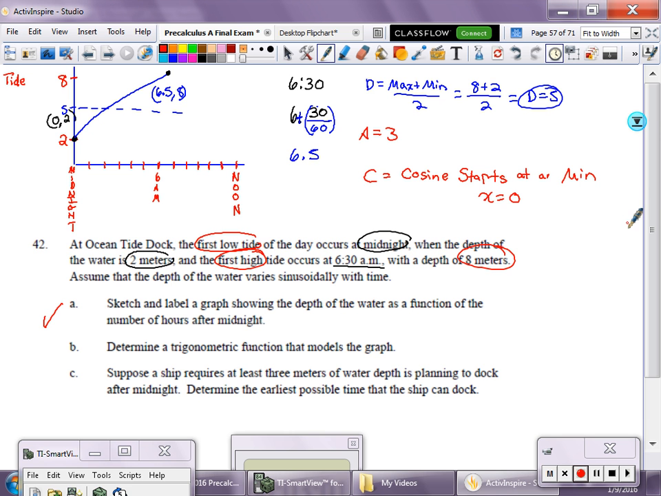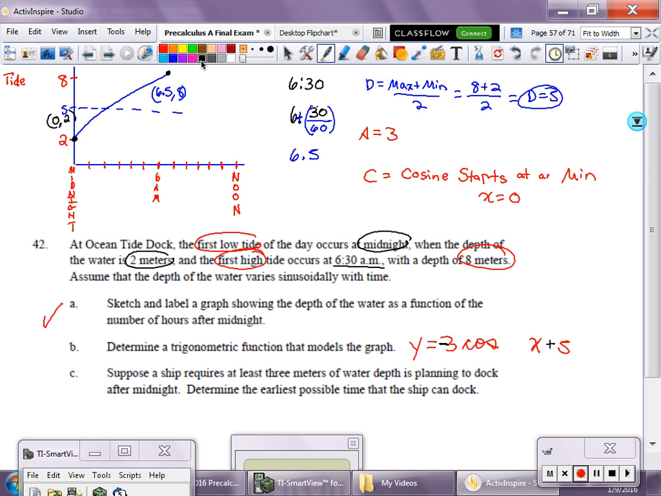So here we are. Determine the trigonometric function that models the graph. It's going to be y equals our a cosine. I want that negative sign to pop out, so I wanted to change the color. Okay, we have our A, we have our D, and our D value is 5. We have to figure out again what B is. C is going to be 0, so all we have to do is find B.